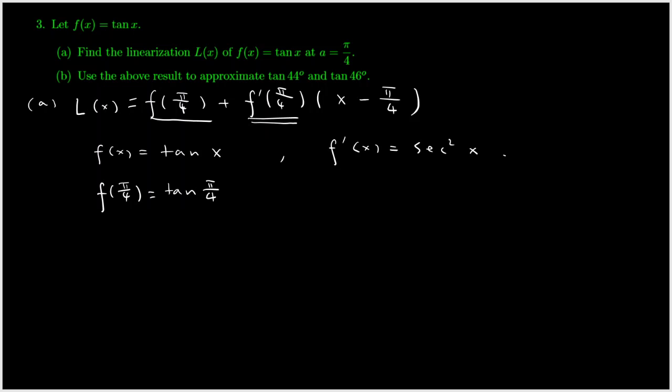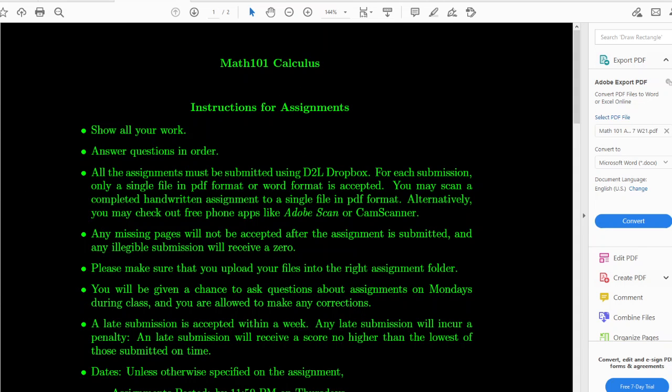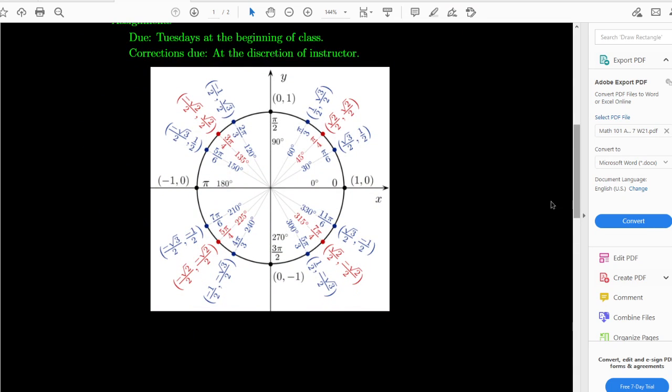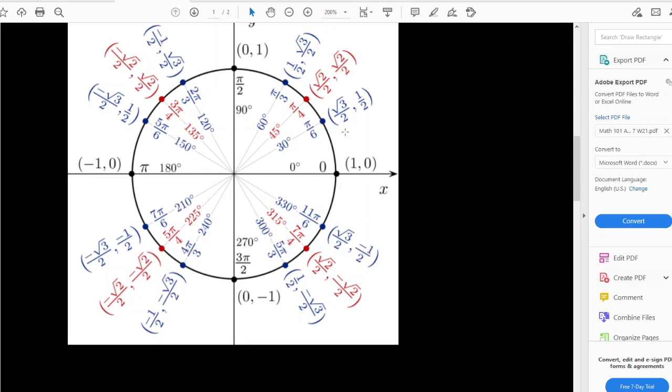Probably I have some assignments here. The unit circle thing is on any assignment. Look at the unit circle in here. Look at the angle pi over 4, 45 degrees. Tan is computed using y over x. This point on the unit circle has x coordinate and y coordinate the same number, right? So tan of pi over 4 is equal to 1.